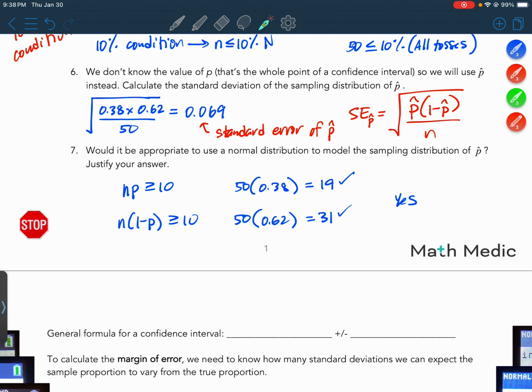All right, last question here on the front. Would it be appropriate to use a normal distribution to model the sampling distribution? So we know that we can justify this by checking the large counts condition.